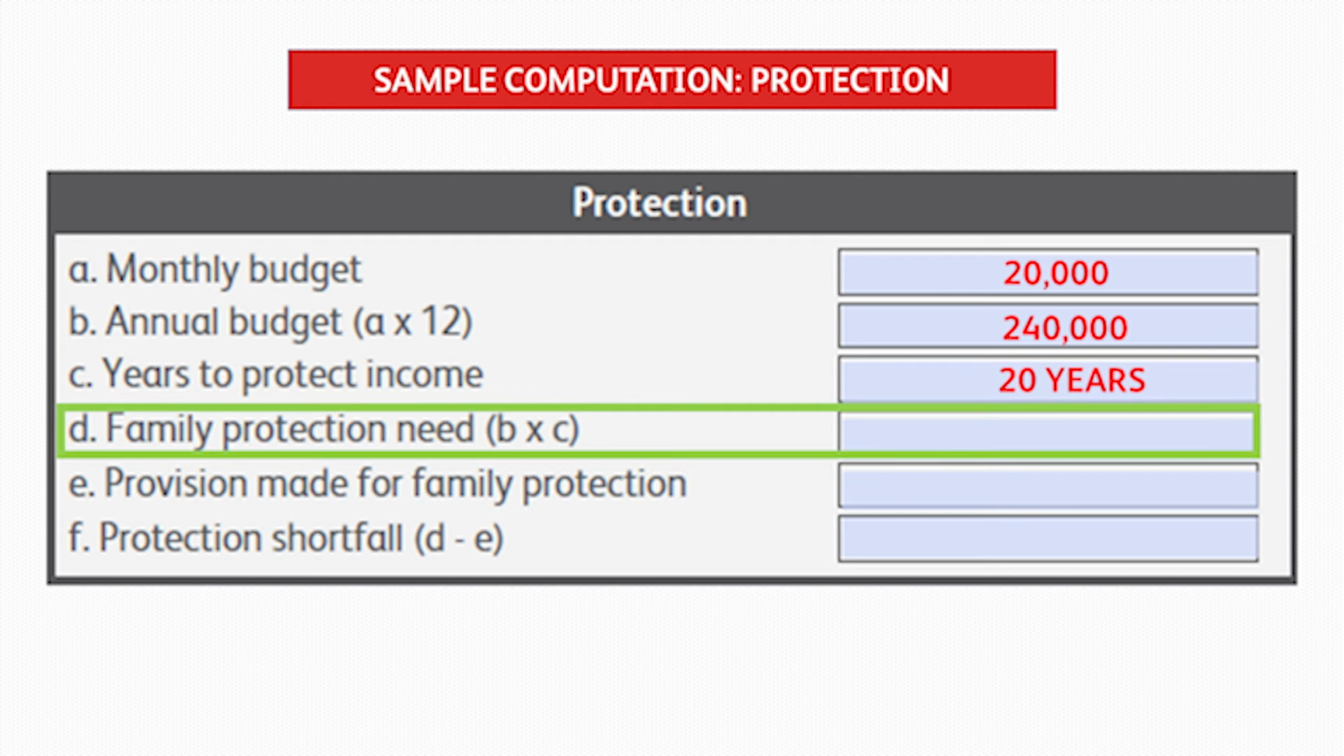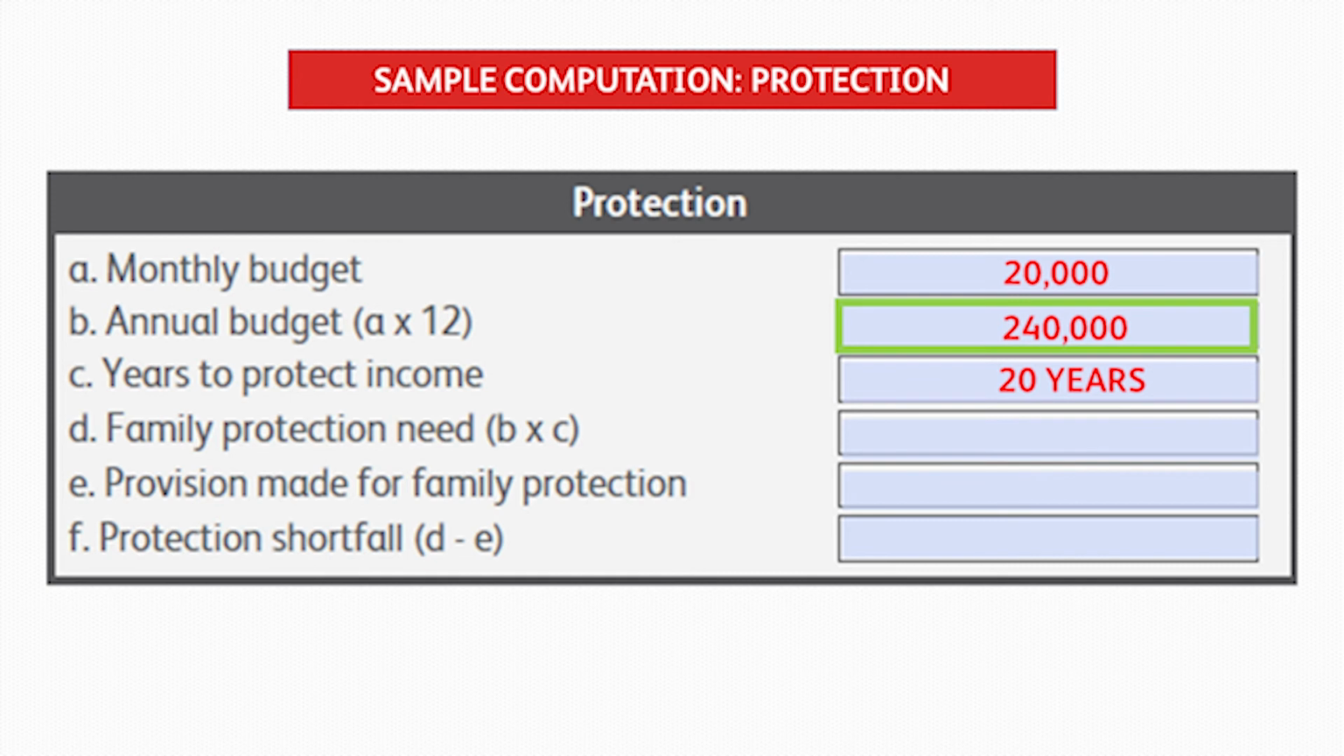D. Determine the family protection need. Multiply the number you computed for letter B by the number of years you computed for letter C. For example, 240,000 pesos annual budget multiplied by 20 years equals 4,800,000 pesos.